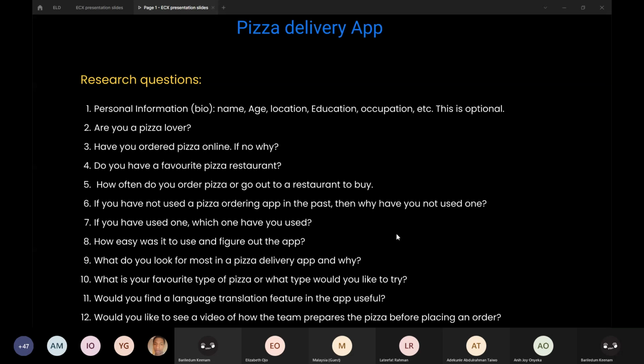Sometimes you just open an app and the UI will intrigue you. It will be intriguing, like, wow. Some people use an app because of the beautiful user interface, not for anything else. So, what do you look for most in a pizza delivery app and why?